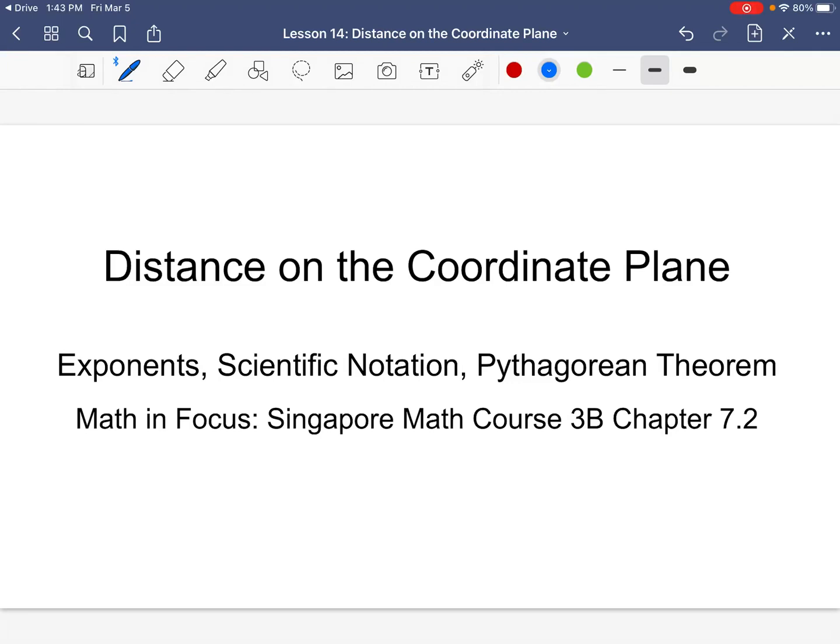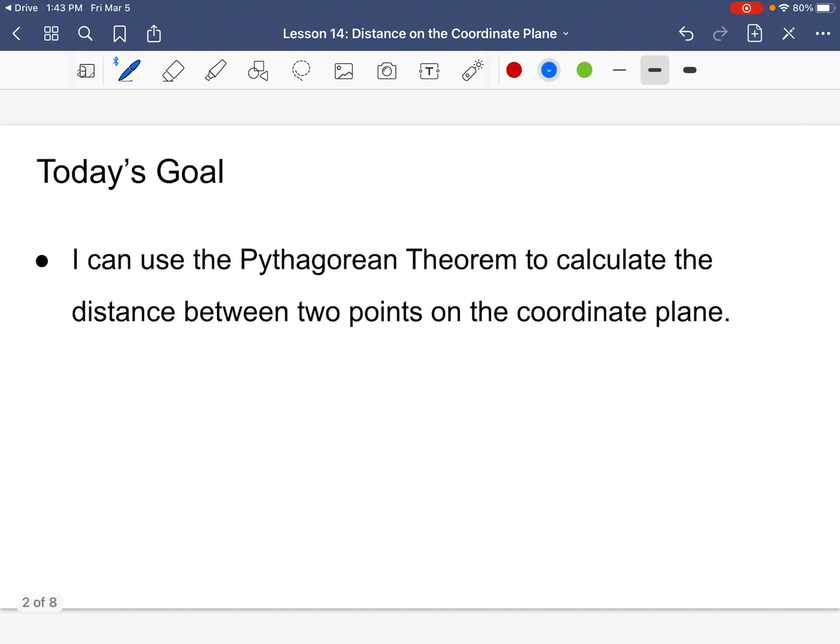Welcome to today's lesson, which is about distance on the coordinate plane. The goal of today's lesson is that you can use the Pythagorean theorem to calculate the distance between 2 points on the coordinate plane.